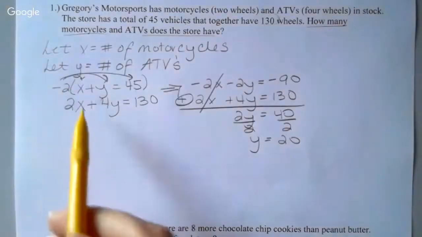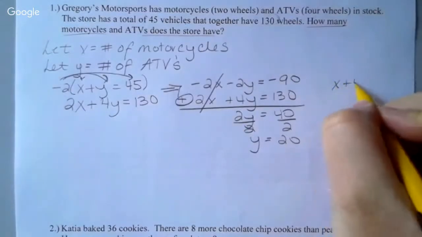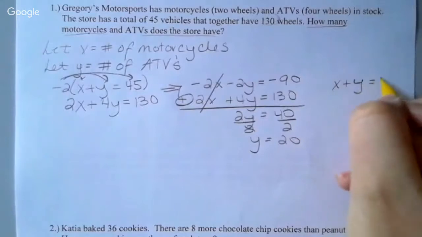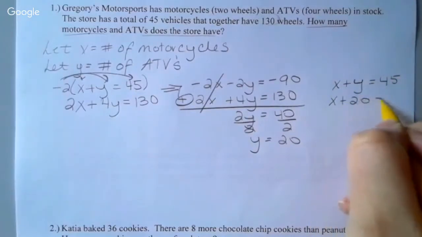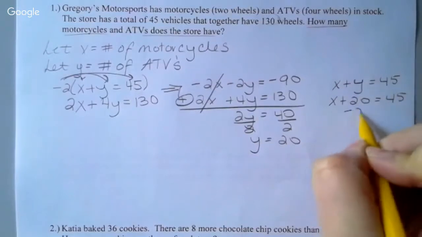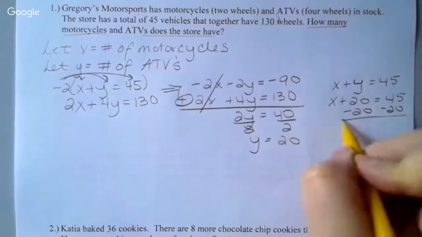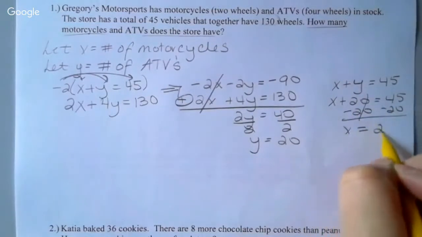So pick whichever one you'd like. I'm going to pick the top one. X plus y equals 45. But I already know y is 20. So I'm going to subtract 20 from both sides and see that x equals 25.